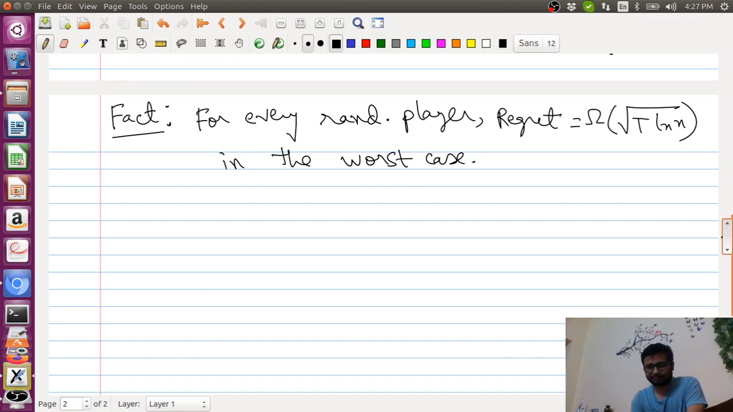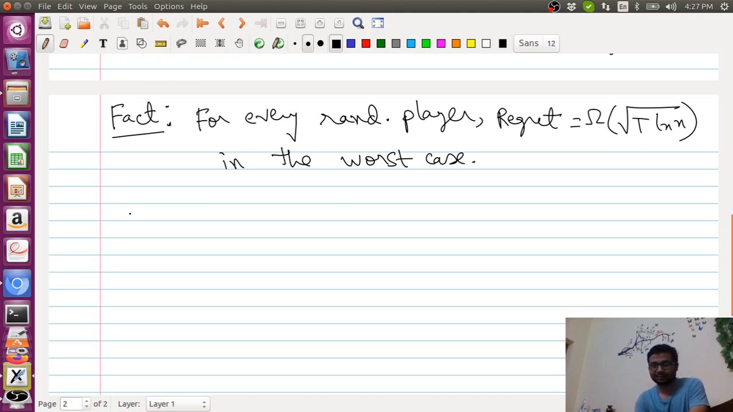So this lower bound poses a limit to how good we can hope to do and how close we can hope to get to the OPT. So we do not expect to beat this lower bound. We can only hope to get as close as possible to it.